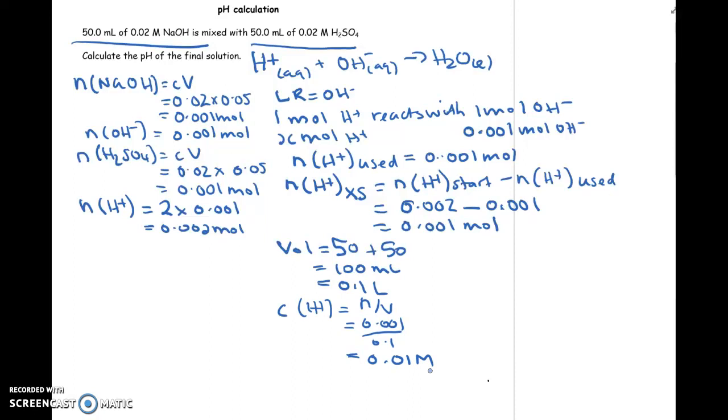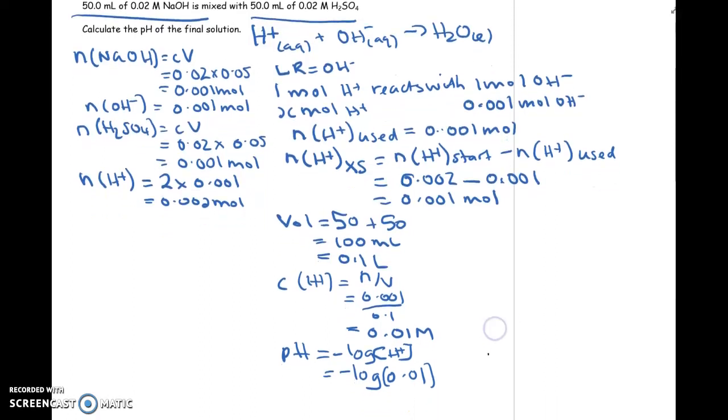Now the last thing is we have to find the pH. So a pH equals negative log of the hydrogen ion concentration, which equals negative log of 0.01, which equals 2. Now if I look at my initial information, this one has 3 significant figures, this has 2 significant figures, this has 3 significant figures, and this has 2 significant figures. So my final answer needs to be given to 2 significant figures. So 2.0.